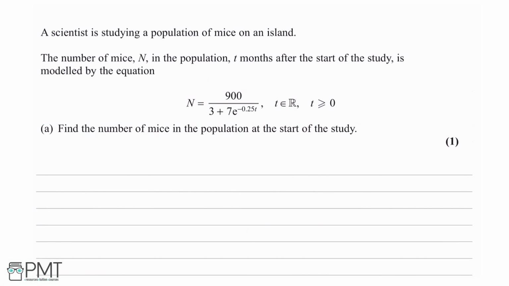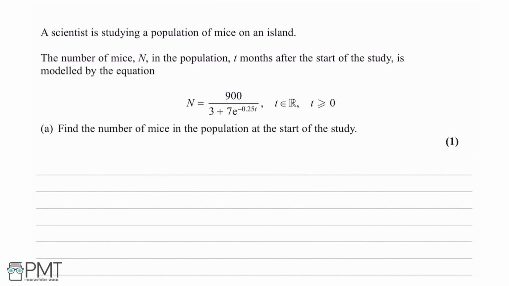We are told a scientist is studying a population of mice on an island. The number of mice n in the population t months after the start of the study is modeled by the equation n equals 900 over 3 plus 7e to the power of minus 0.25t, where t is a real number and t is greater than or equal to 0.